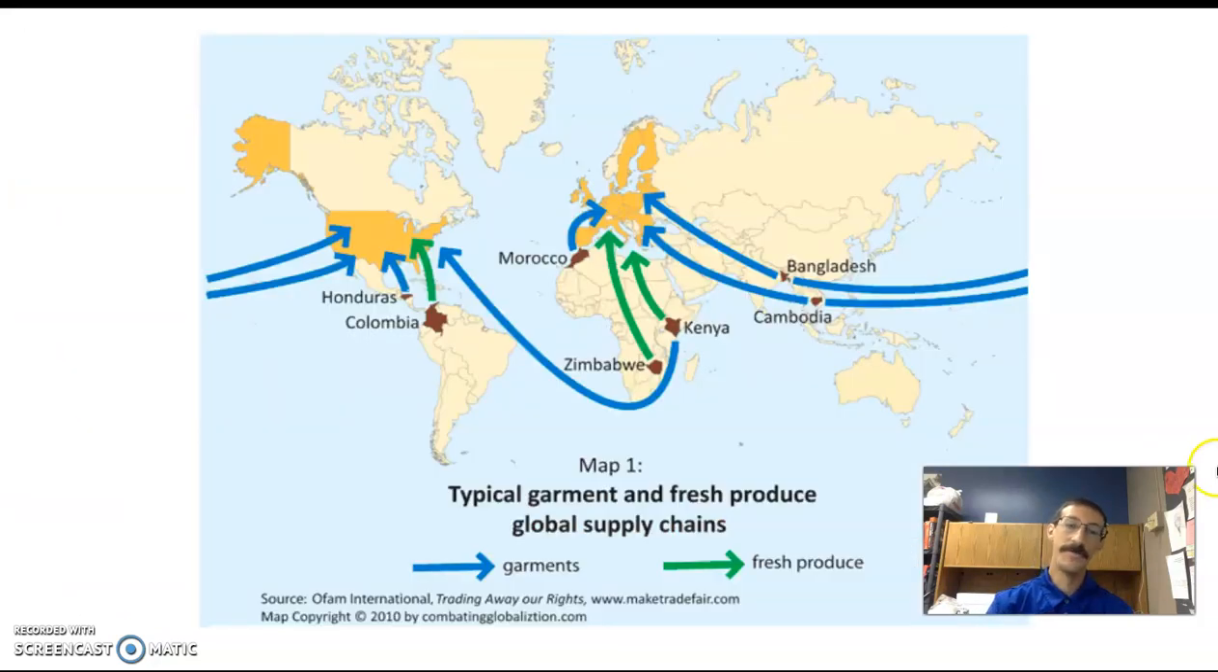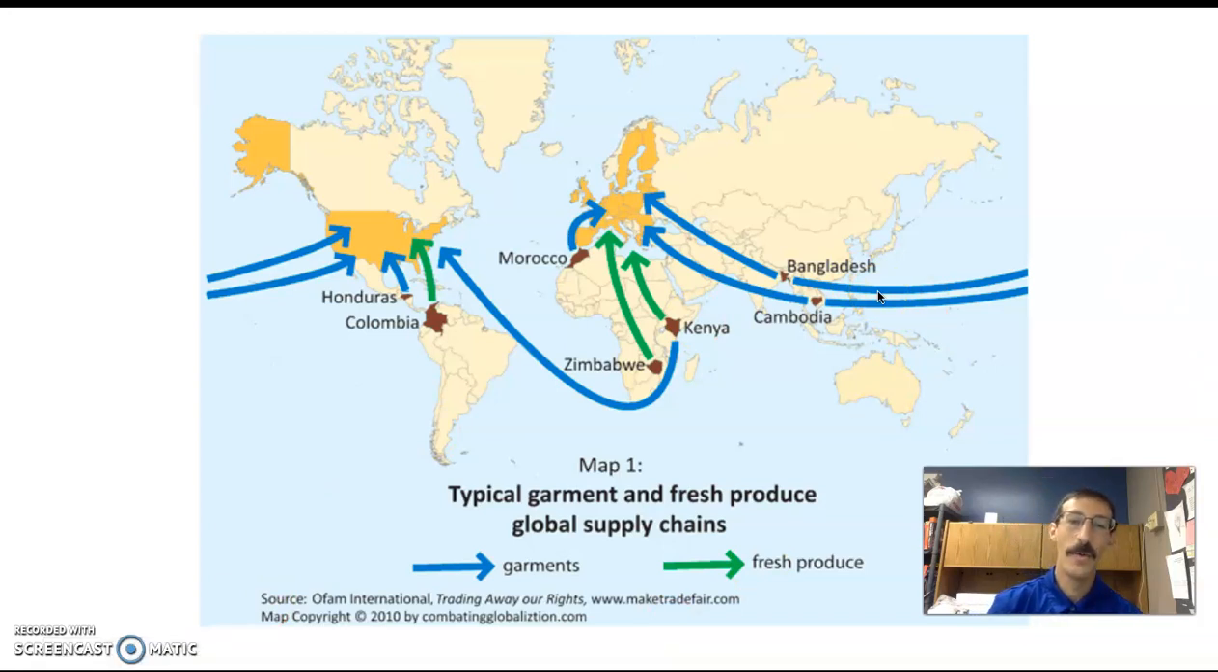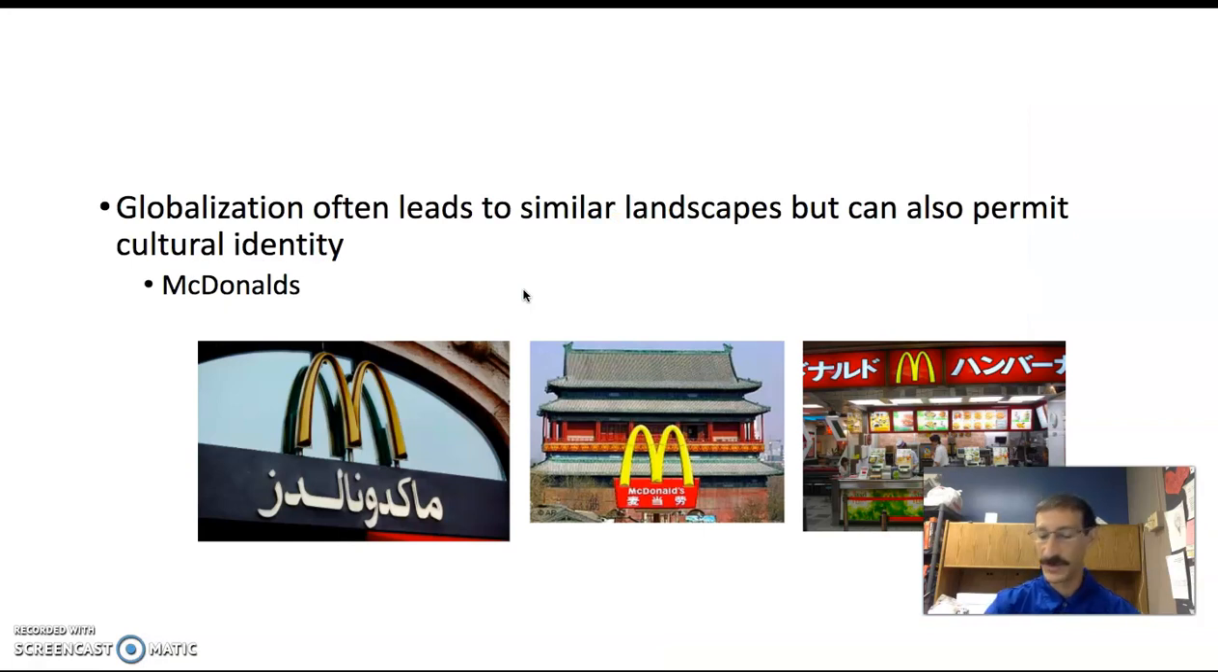All right. So an idea here: typical garments and fresh produce with global supply chains. Where are they made versus where are they sold? The green is the fresh produce, where do you find them? Garments, where are they made? And then where are the primary buyers and consumers of them? And there's a connection to colonialism there too. So globalization leads to similar landscapes, but it can also permit cultural identity.